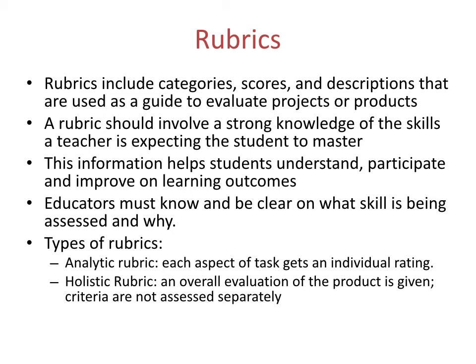There are 2 different types of rubrics. The first one is the analytic rubric. This is a very detailed rubric, so each aspect of the task gets an individual rating. Like our case study rubric, I include several different tasks and items, and I'll give you a score for each item, right? Holistic rubric: sometimes a whole project is evaluated, so an overall evaluation of a product is given. So criteria are not assessed separately. This is a very simple rubric.